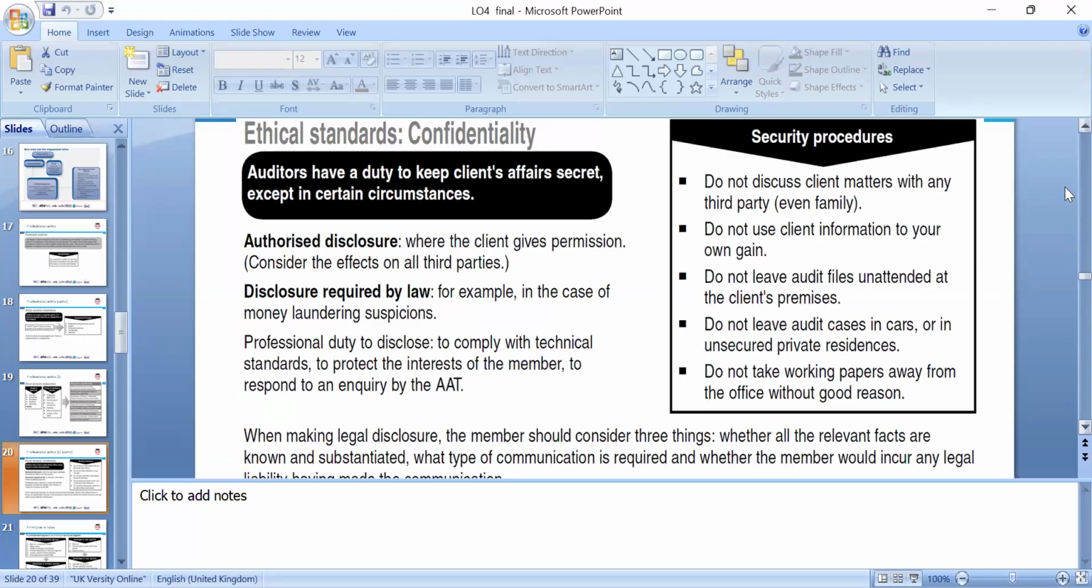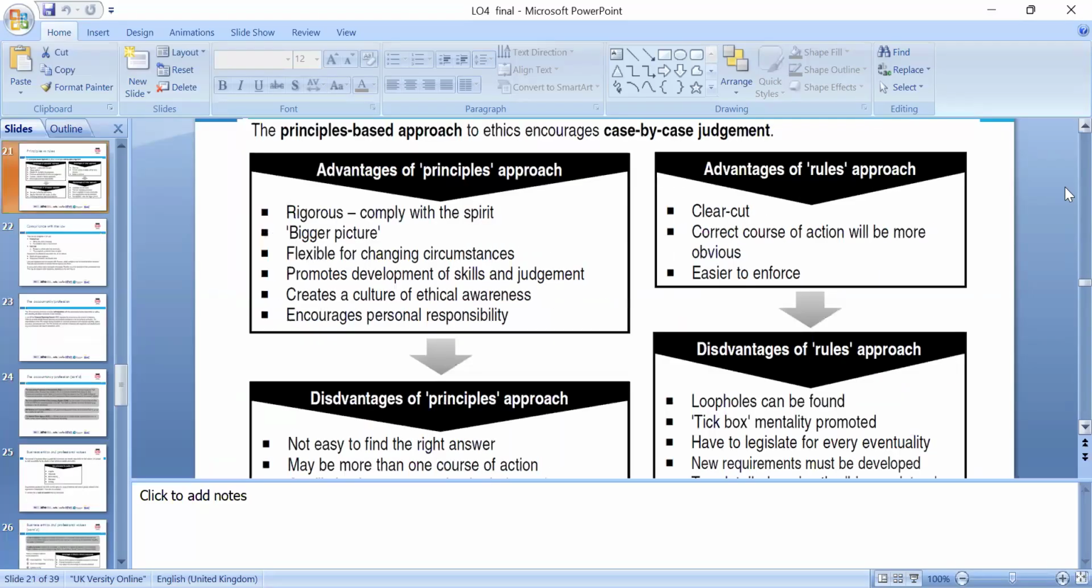So we need to make sure, in light of this, please, there are two principal approaches: rule-based and principle-based. Ethics come under the principle-based approach.